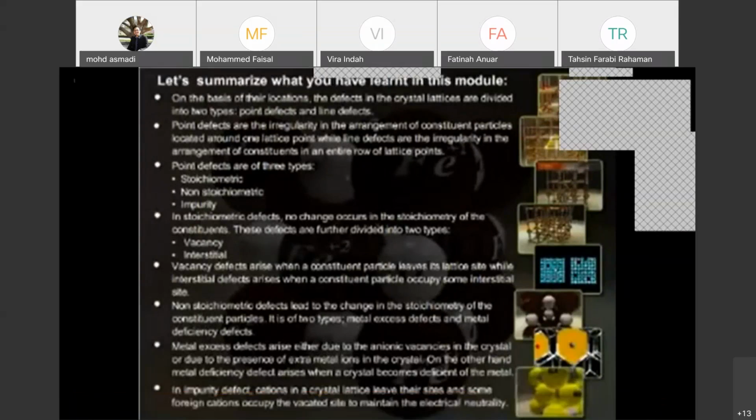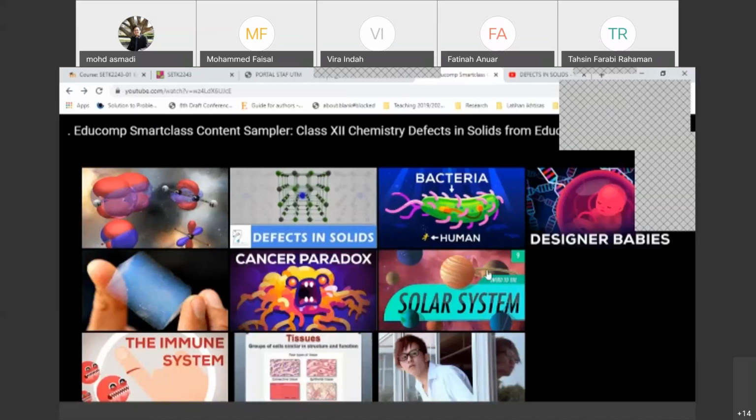In an impurity defect, cations in a crystal lattice leave their sites, and some foreign cations occupy the vacated sites to maintain electrical neutrality. Okay, so that is about the defects in solids.